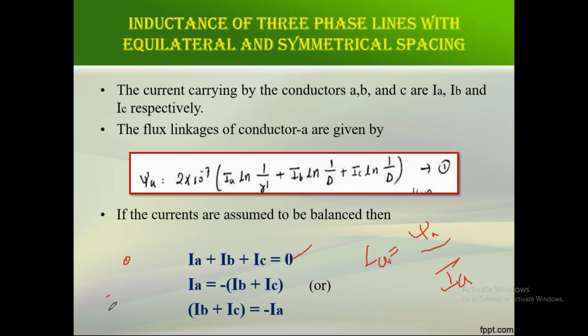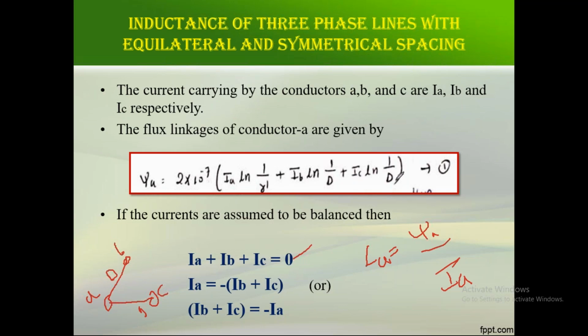So this is the conductor A, B, and C. So flux linkage psi A is equal to 2 into 10 power minus 7 times IA ln of the self distance 1 by r dash, plus IB ln of the distance between A and B, that is 1 by D, plus IC ln of the distance between A and C, that is 1 by D.